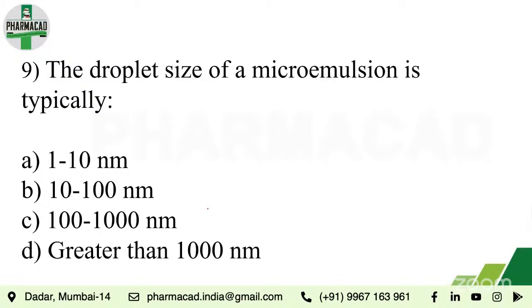What is the answer for this? The droplet size of microemulsion is 10 to 100 nanometer. Very good. The answer is 10 to 100 nanometer. It's a very direct answer. This you all should know. ठीक है?